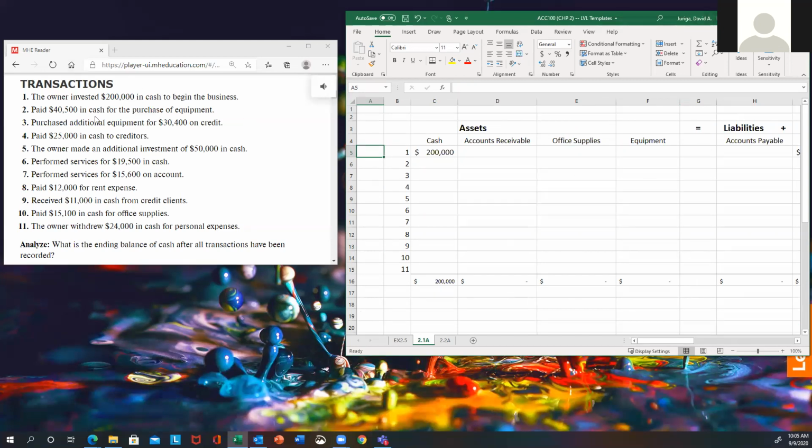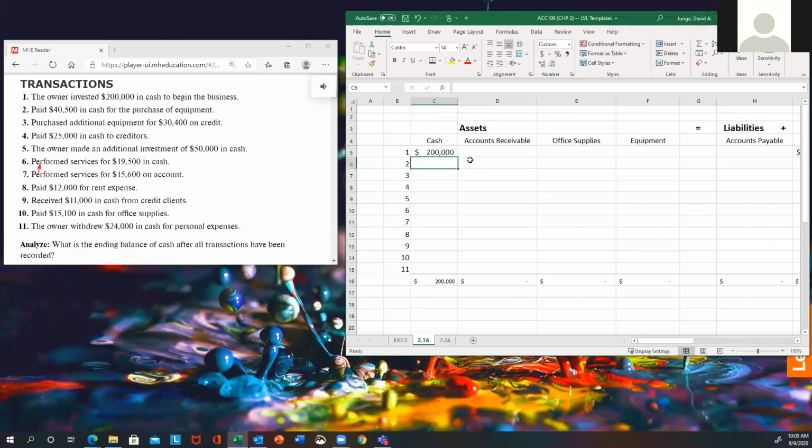So let me get to number 2, and again, I'll try to make sure you know where I'm at. Number 2 says paid $40,500 in cash for the purchase of equipment. So we know we have cash, which is an asset, and equipment, which is an asset, and the cost here is $40,500. So if I go over to my transaction row 2, think about what's happening to cash.